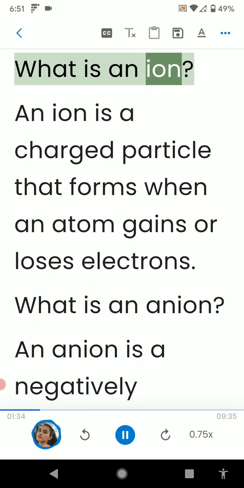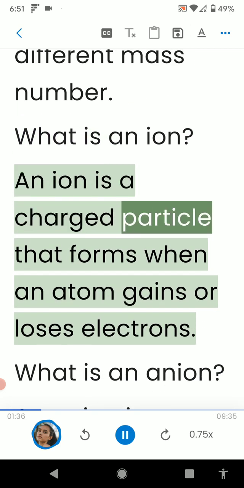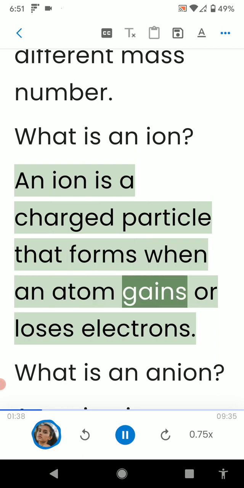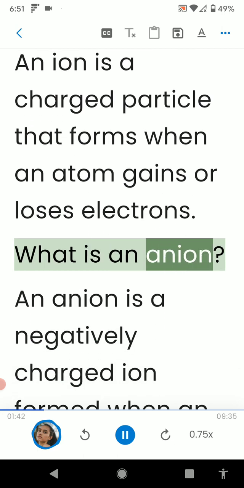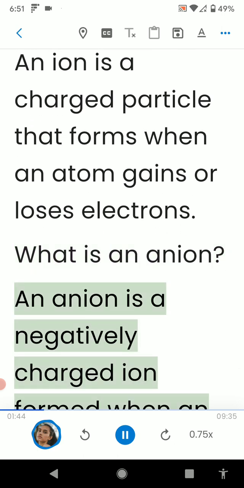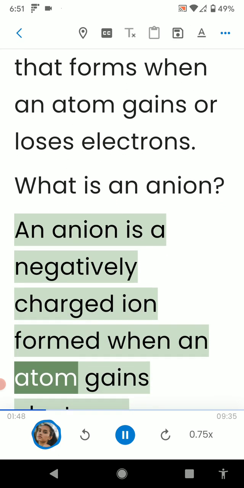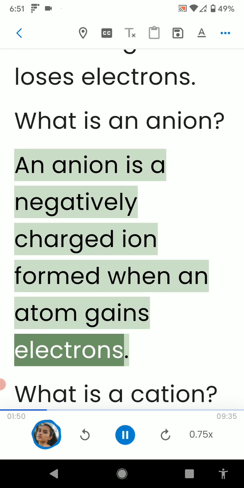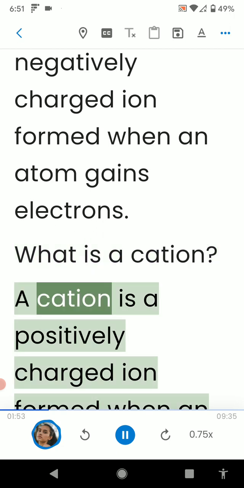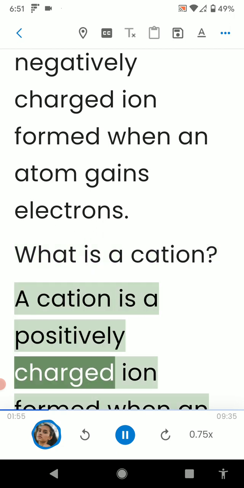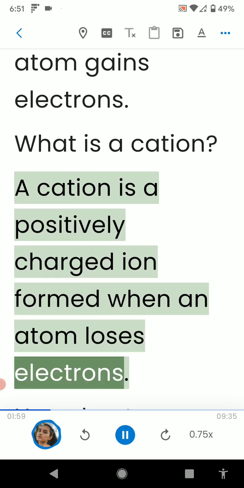What is an ion? An ion is a charged particle that forms when an atom gains or loses electrons. What is an anion? An anion is a negatively charged ion formed when an atom gains electrons. What is a cation? A cation is a positively charged ion formed when an atom loses electrons.